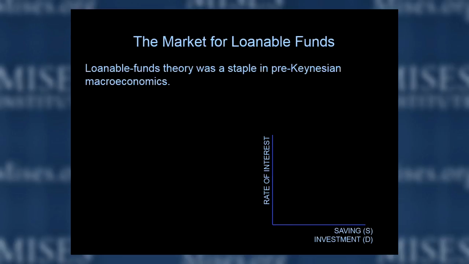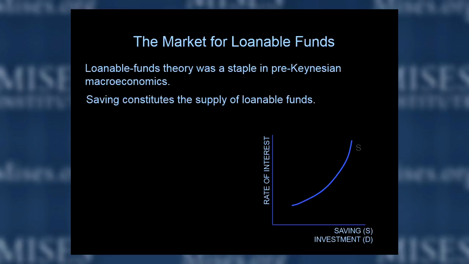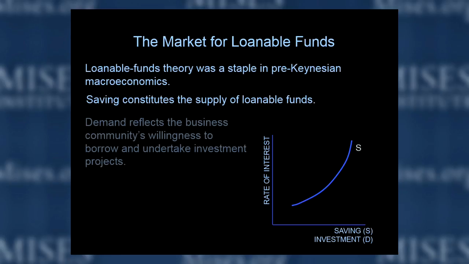Now let's look at loanable funds market. The loanable funds market was a staple in pre-Keynesian macroeconomics. And here we're just plotting the interest rate against saving and investment. Saving constitutes the supply of loanable funds. There the supply curve is. And demand reflects the business community's willingness to borrow and undertake investment projects, like so, okay?